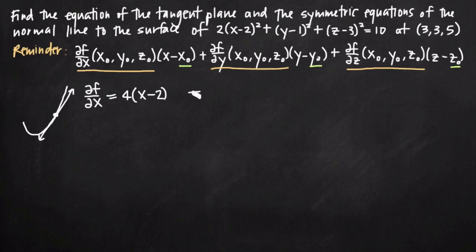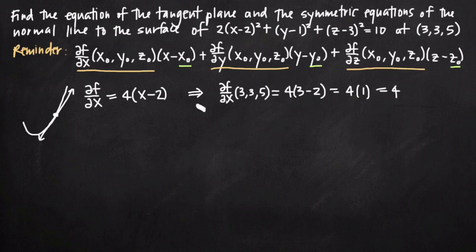Now what we want to do is evaluate that partial derivative at the point (3, 3, 5), the point that we were given. So what we'll say is the partial derivative of f with respect to x at the point (3, 3, 5) is equal to, and here's where we plug in, 4 times x minus 2. X in our point here, the value of x is 3, so we get 3 minus 2. This is equal to 4 times 1, or just 4. So that's how we're going to find each of these values.